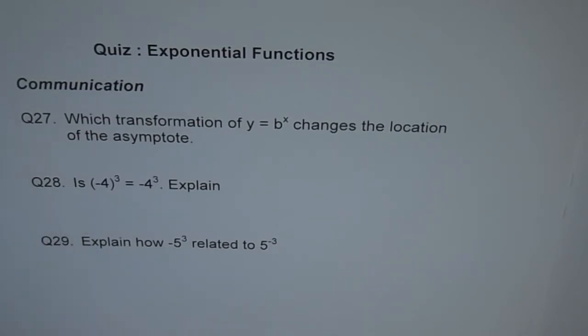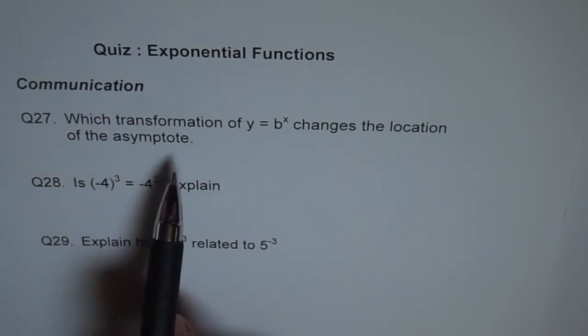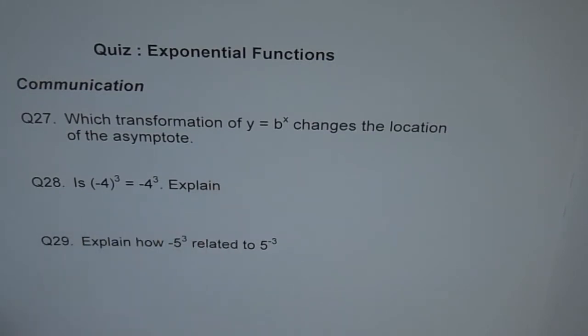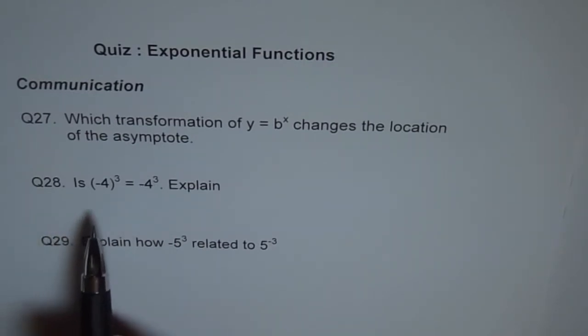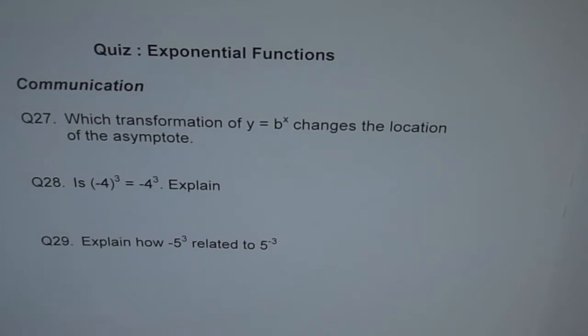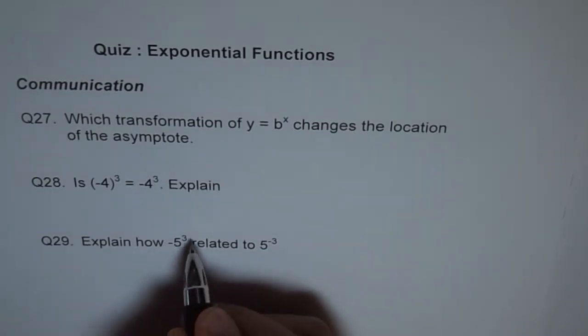Okay, question number 27 is, which transformation of y equals b to the power of x changes the location of the asymptote? Question 28 is, is minus 4 to the power of 3 equal to minus 4 to the power of 3? Explain. And question number 29 is, explain how minus 5 to the power of 3 is related to 5 to the power of minus 3, right?